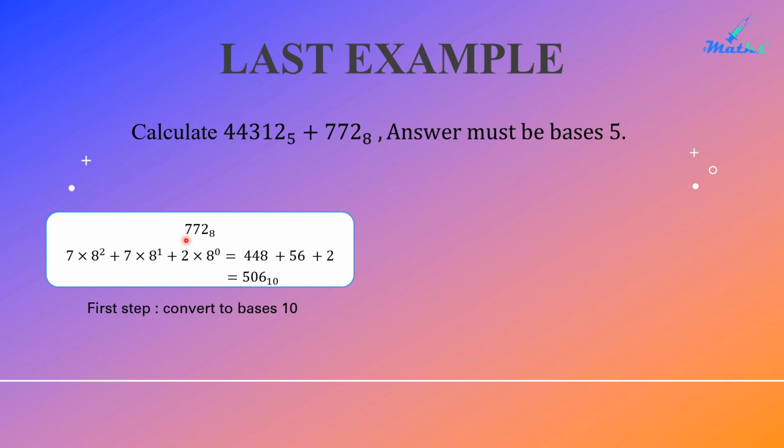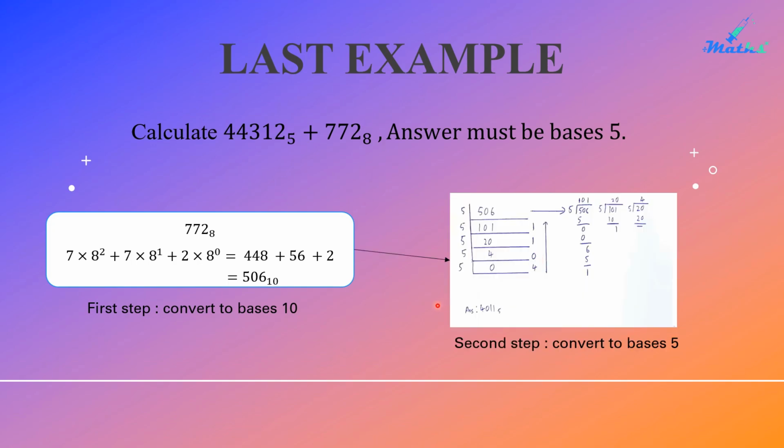So here I convert the base x first. Just now I taught the formula: you take the 2 and multiply with x, which is the base, to the power 1, and add on the power 0. Take the second number, 7, multiply with x to the power 1, and add on the power 1. Then 7 multiply with x to the power 2. So you will get 440, 35, 56, and 2. Then you add them up, and it becomes 506.